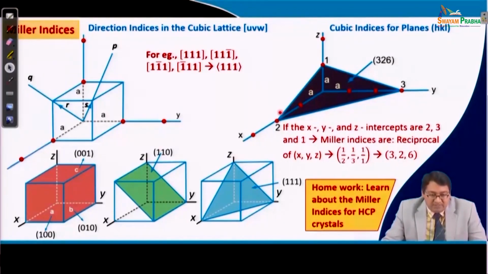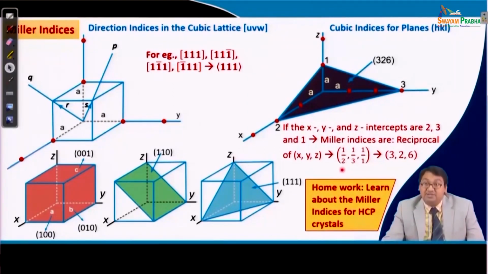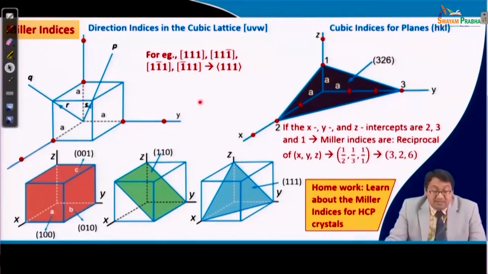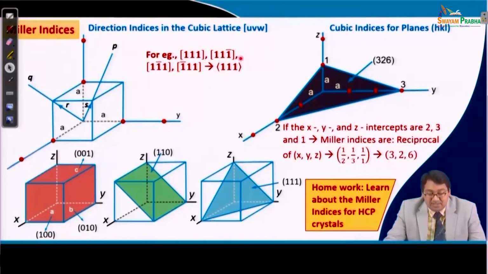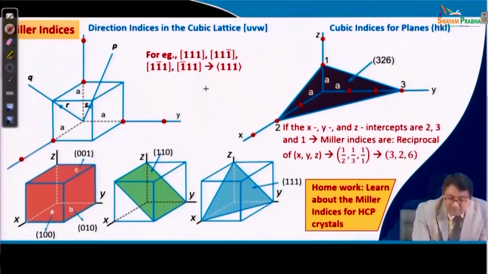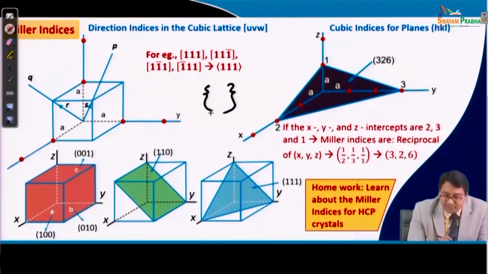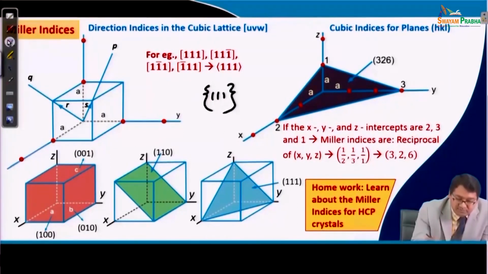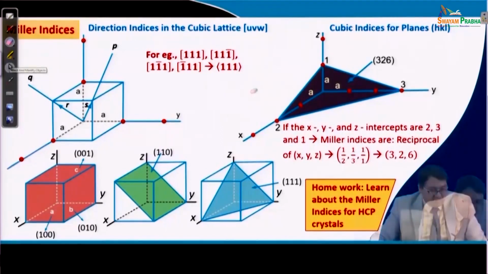To let you know, the Miller indices of directions are shown by square brackets, whereas the Miller indices of a plane are shown by round brackets. On the other hand, the Miller indices of a family of directions are shown by this symbol, and the Miller indices of a family of planes are shown in terms of curly brackets, something like this. Okay. So, 1 1 1 type of family of planes. Let us go to the next slide.